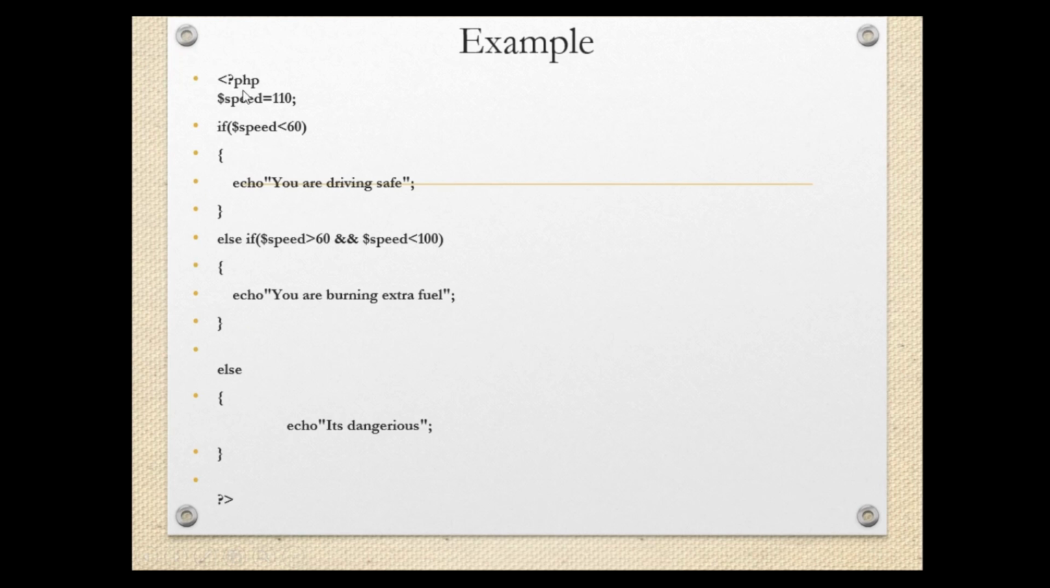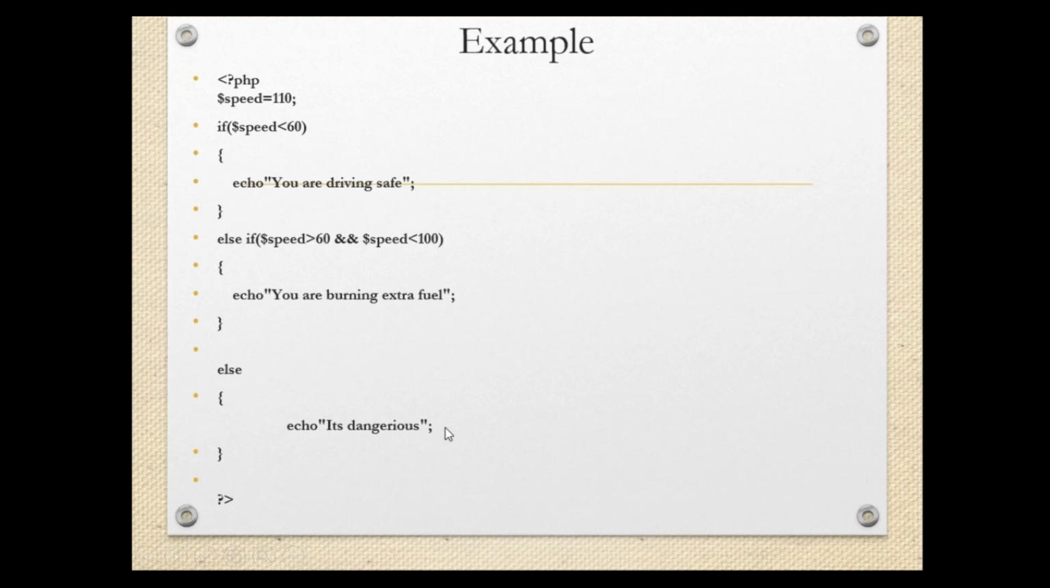We have opened the opening and closing tags of PHP. I have taken a variable $speed equal to 110. In the if condition I am passing: if my $speed is less than 60, that means you are driving safe. Again, in the else if condition, I have taken: if my $speed is greater than 60 and my $speed is less than 100, that means you are burning extra fuel, else it is dangerous.